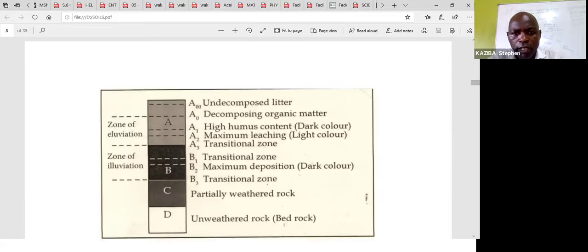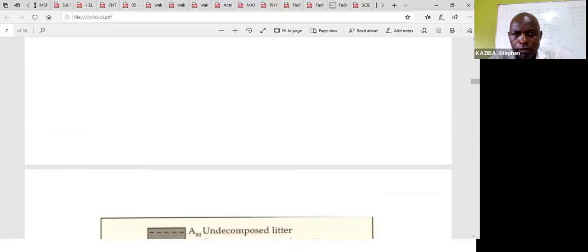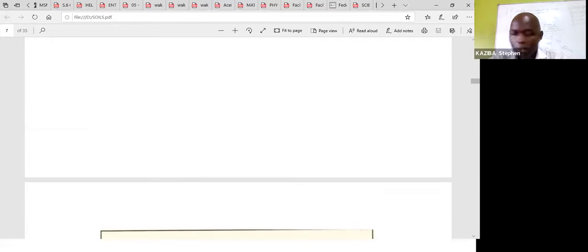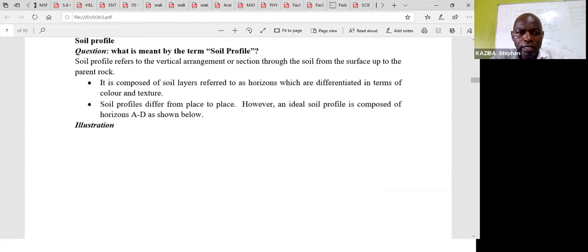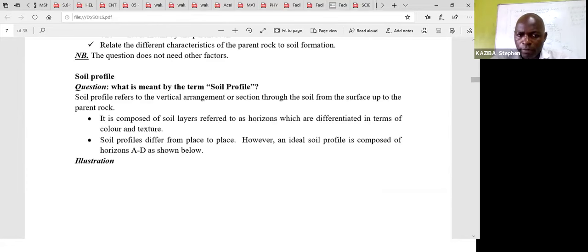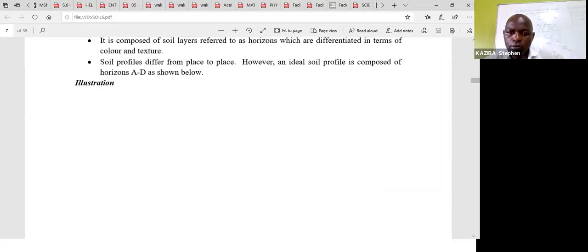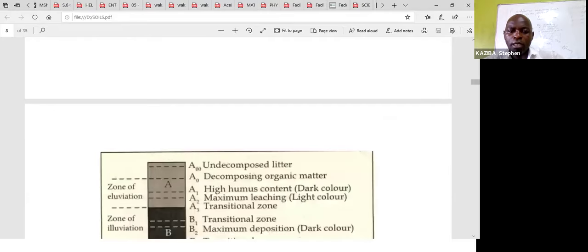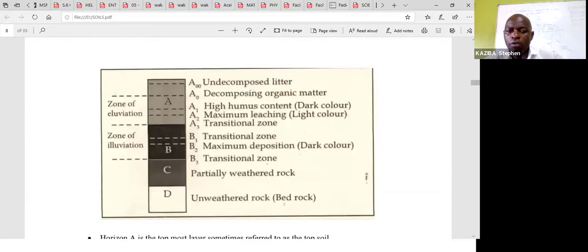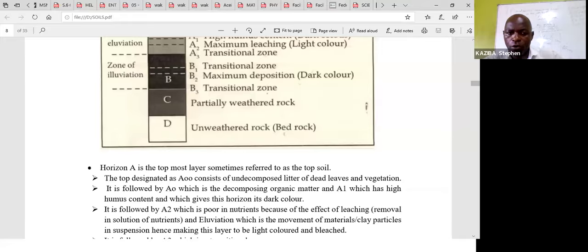So if you're defining, are they seeing? Okay. If you're defining, that information is very important. That's how we define soil profile. So those of you who can access my book, I have a book. This is part of it. So it is composed of soil layers. You define like that. Then after that, you draw. After drawing, you describe what you've drawn.